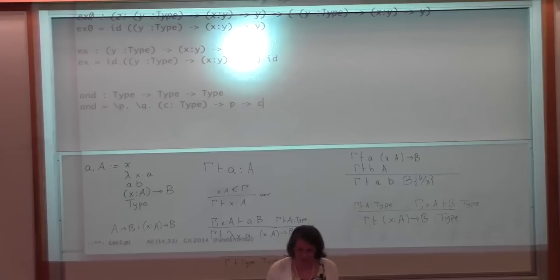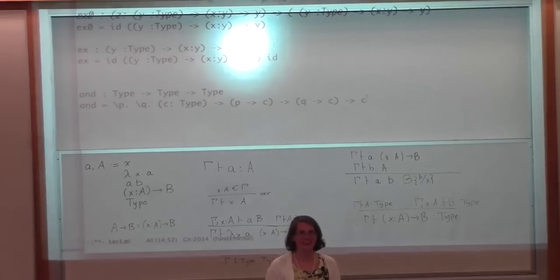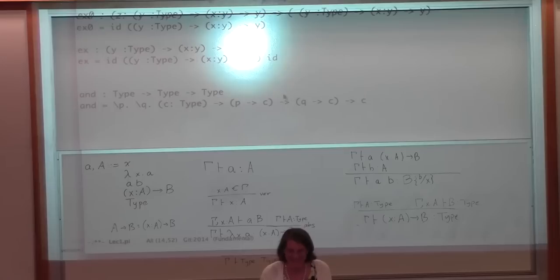P to C. Q to C. To C. That's almost correct. You did OR instead of AND. So how do I fix this up to make it AND? Right. P to Q to C.